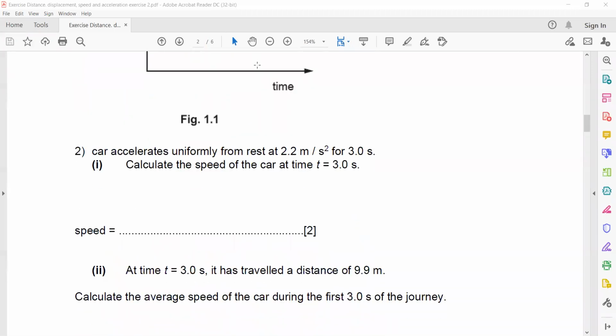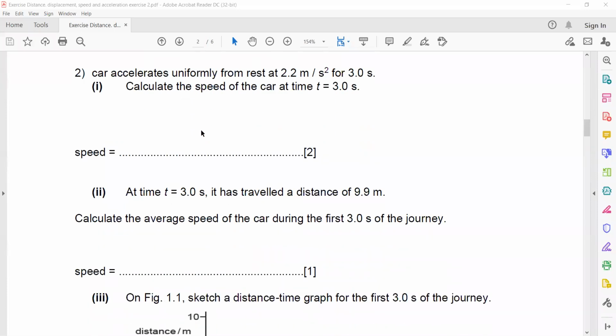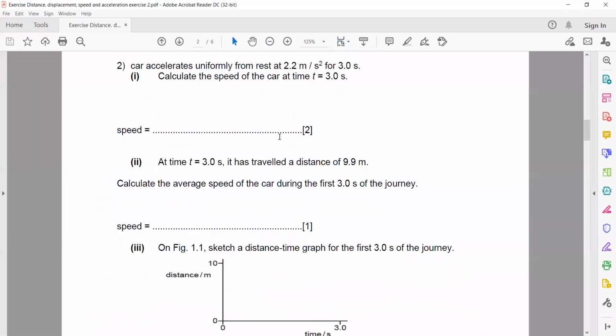For question 2, a car accelerates uniformly from rest at 2.2 meter per second square for 3 seconds. Calculate the speed of the car at time equals 3. So basically, after 3 seconds, we have to calculate the speed of the car. They mention a car accelerates uniformly from rest, so if something starts from rest, the starting speed is 0.